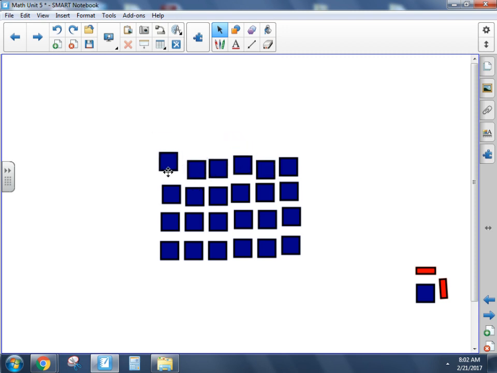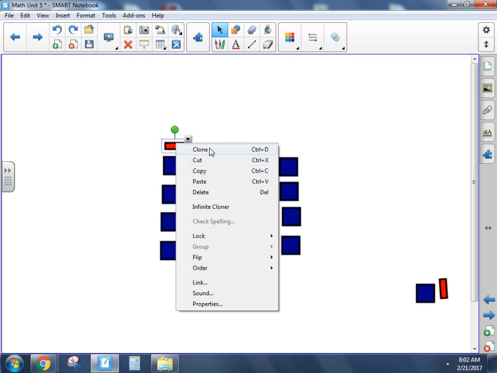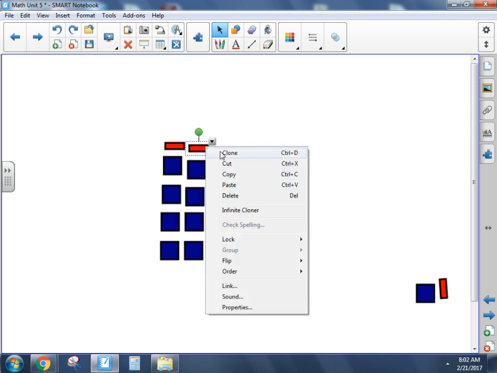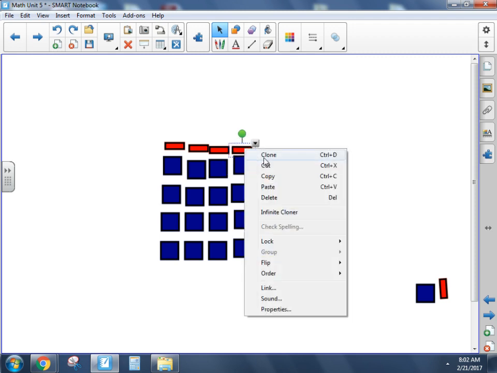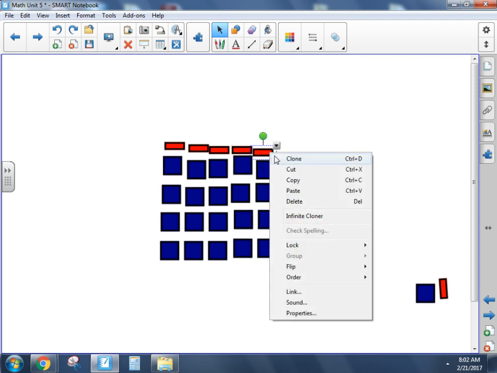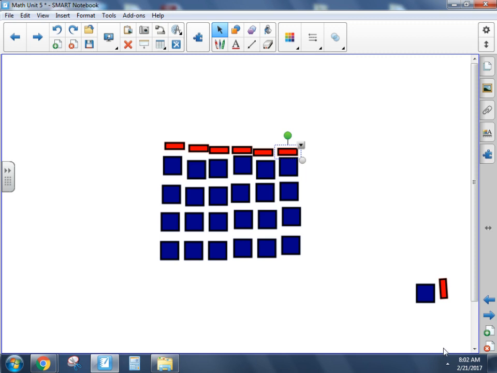And I'll show you. So I'm doing 1, there's 3, there's 4. Clone and clone. Good. All right. So let's maybe make this one an infinite cloner here. This one is an infinite cloner.